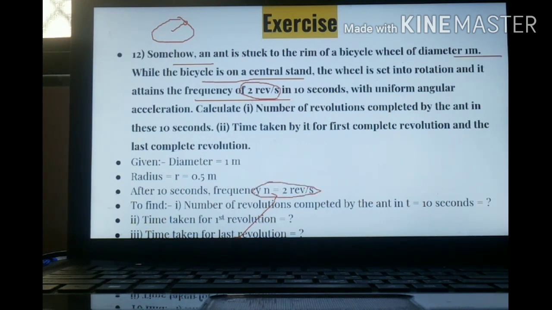The diameter of this wheel has been given as 1 meter, with a uniform angular acceleration. Calculate the number of revolutions completed by the ant in 10 seconds. First of all, what we have to calculate is the number of revolutions completed by the ant in 10 seconds. Next, the time taken by it for the first complete revolution and the last complete revolution.